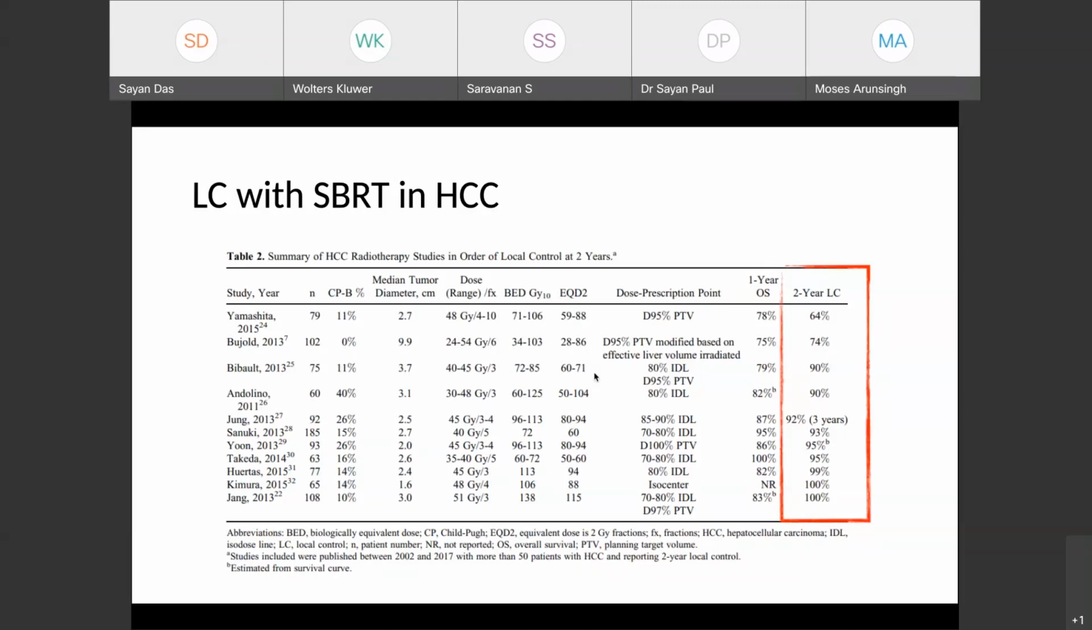However, one needs to be cautious because most of the patients were Child-Pugh A category, and mostly 1 to 3 lesions are treated, and there's limited experience in Child-Pugh B disease. The other point that I must impress upon is that SBRT is frequently used in those patients who have failed or are unsuitable for the more established therapies, which I'll come to later on.